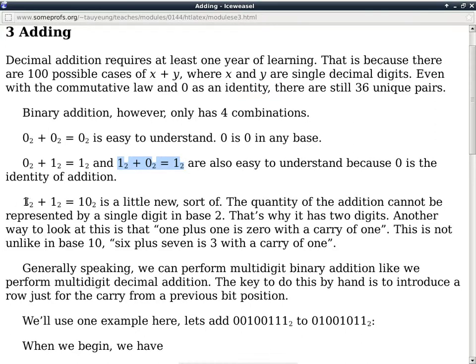1 plus 1 is 10 in base 2. It's a little new, but it's not really that difficult to understand, because it's kind of like 5 plus 5 in base 10 is 10 in base 10. It's because the quantity of 10 is more than what a single digit can represent in base 10. In base 2, a single digit can only represent 0 and 1. So the quantity of 2 requires 2 digits to represent it, and that's why it's represented as 10. Any questions about that part? Okay.